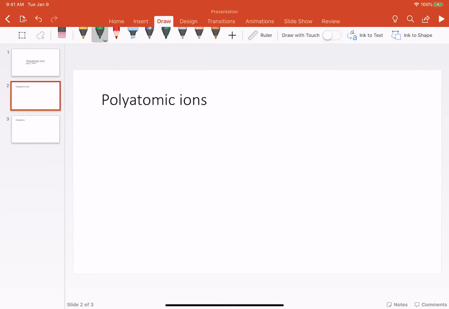So for example, a common polyatomic ion that you're going to see a lot in this class is NO3, and that has a minus charge. And the name of this is nitrate.